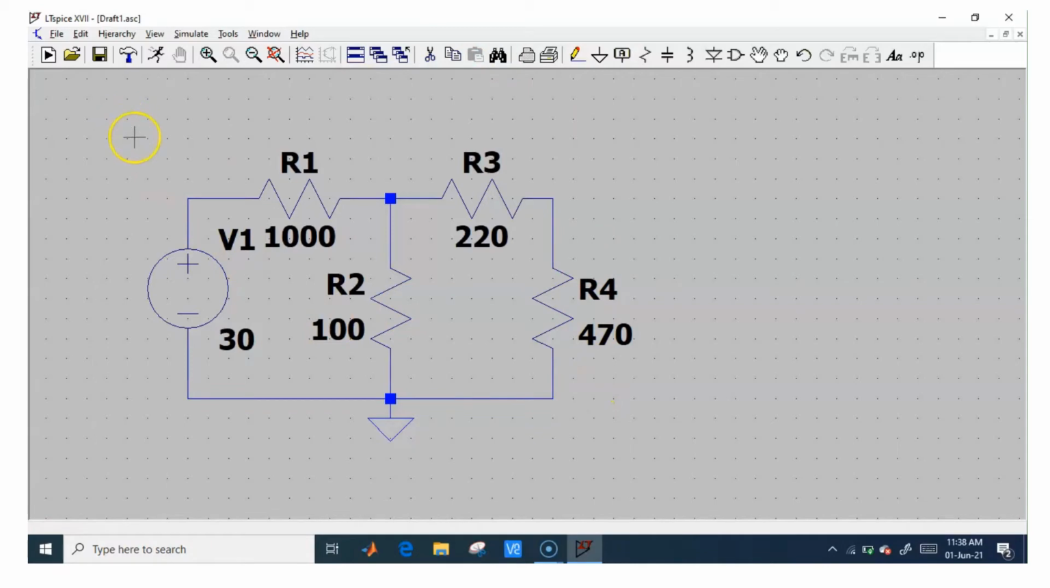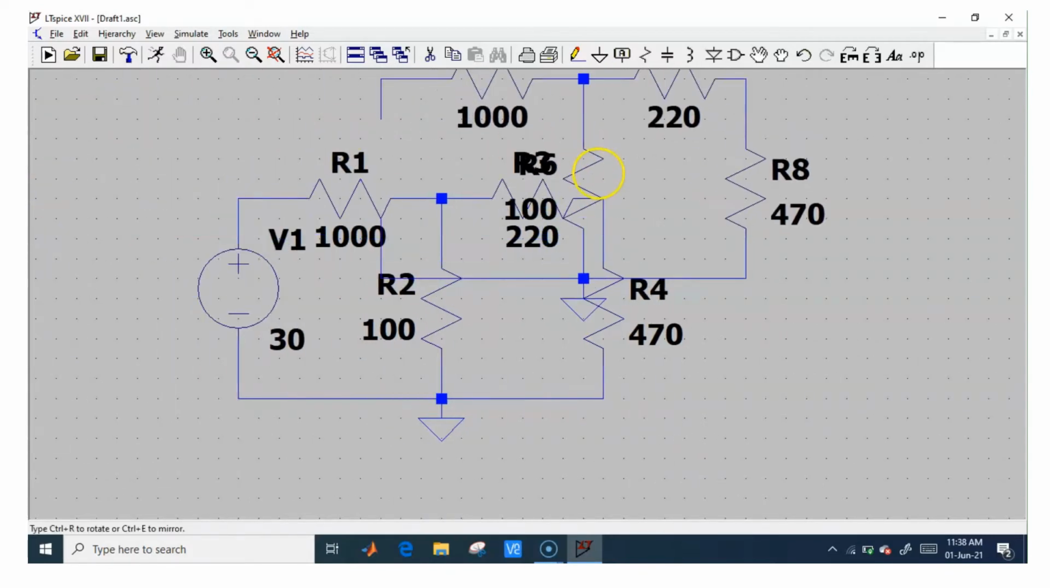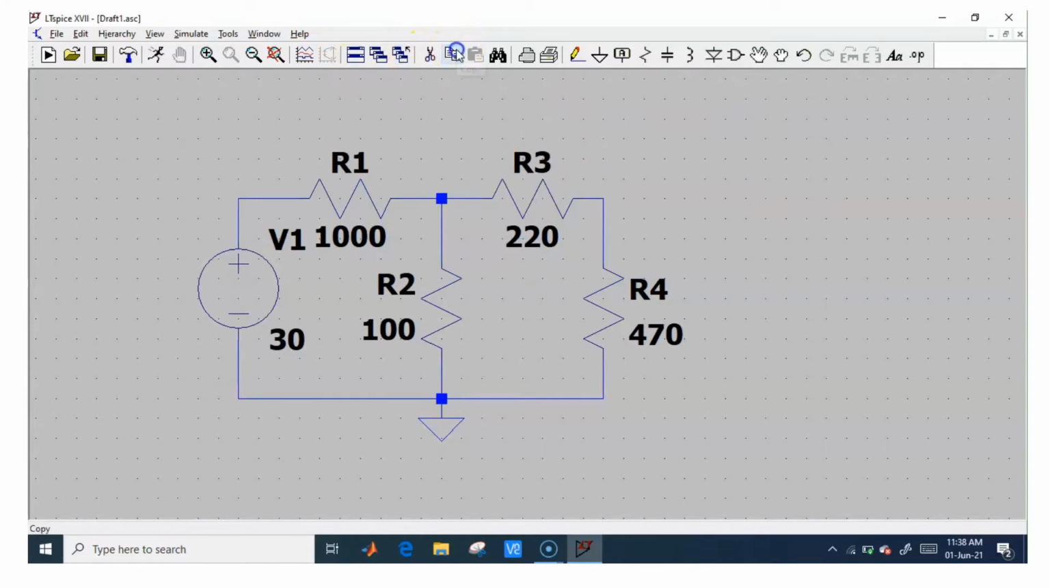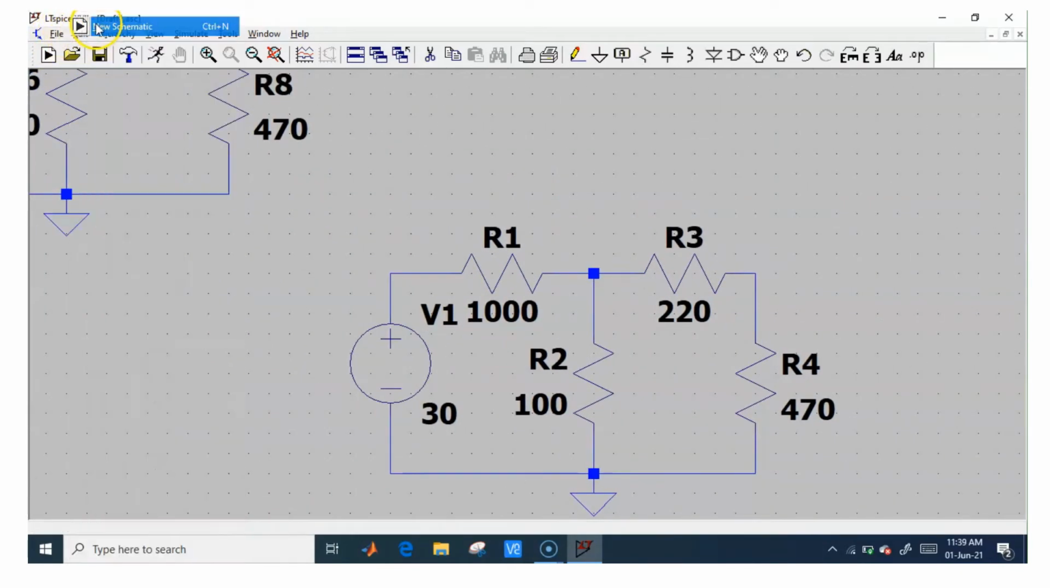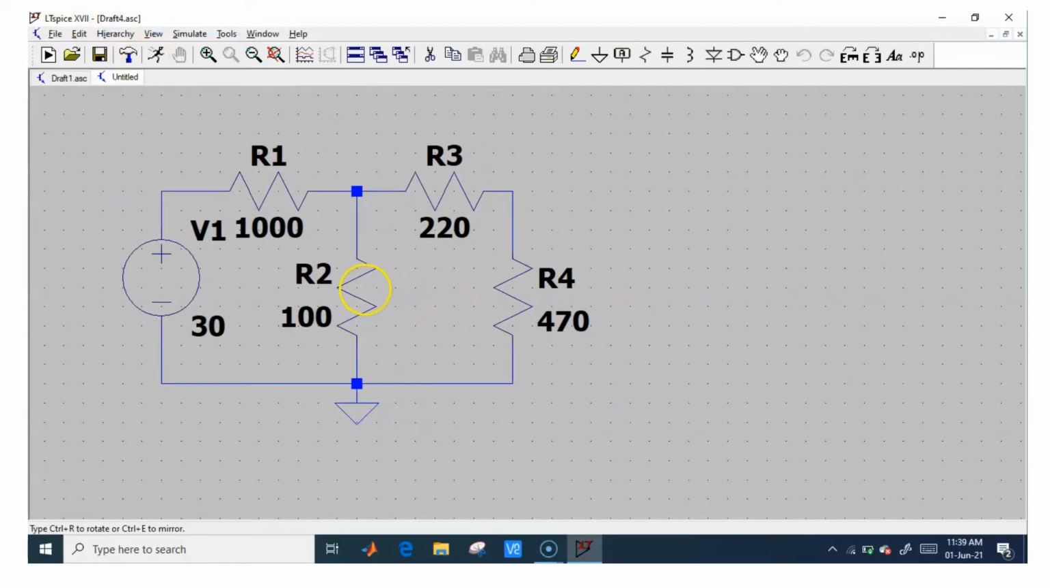Now we need to find the Thevenin voltage in order to give the Thevenin equivalent circuit. And also we need to find the Norton current to have the equivalent circuit of Norton according to Norton theorem. So how we can find that? Let me copy this circuit and put it in a new page.